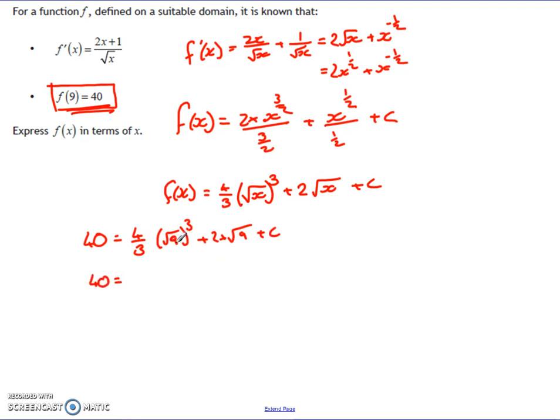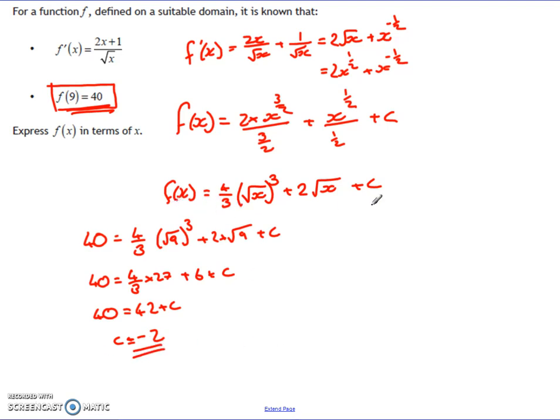So 40 equals, well, square root of 9 is 3. 3 cubed is 27. So it's 4/3 times 27 plus 2 times the square root of 9. Well, square root of 9 is 3. 2 3s are 6 plus c. 4/3 of 27. Well, 27 divided by 3 is 9. 9 times 3 is 36. 36 plus 6, 42. So I get 40 equals 42 plus c. From that, I know c equals -2. I've got my constant of integration.